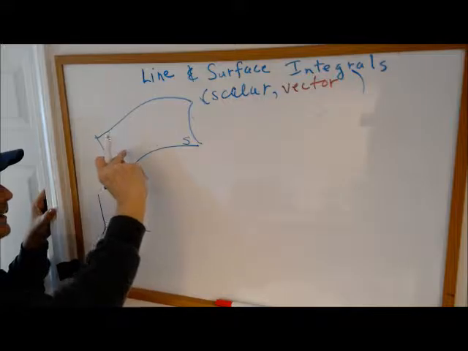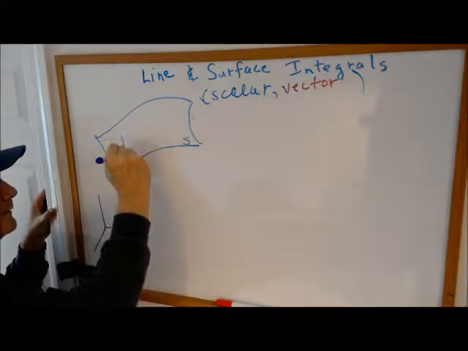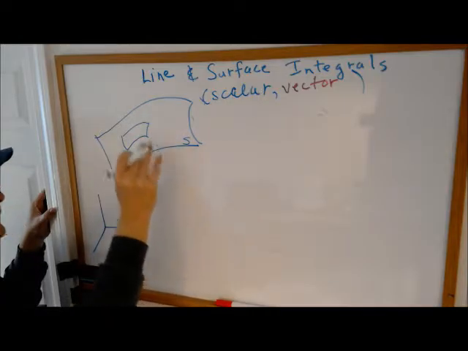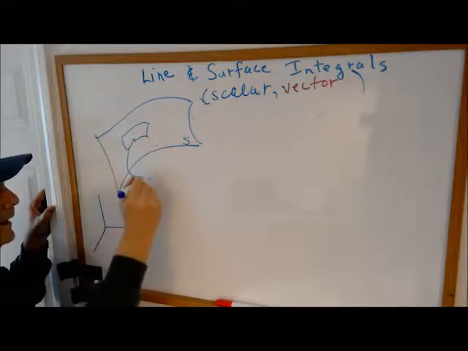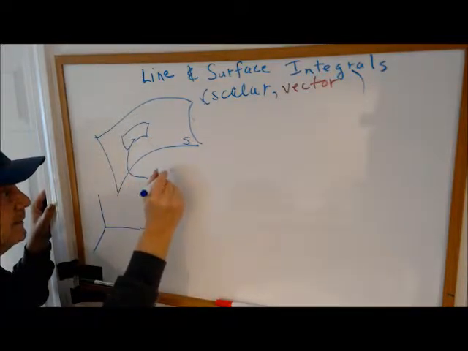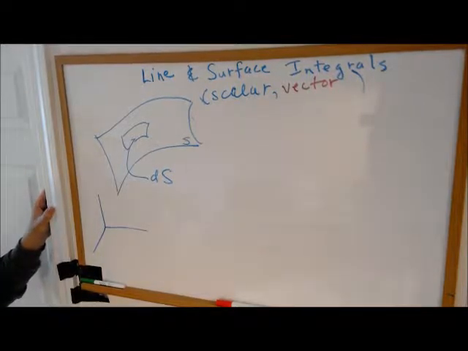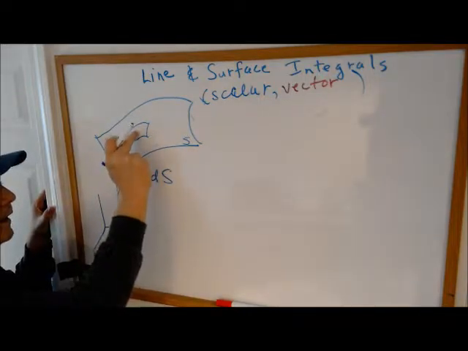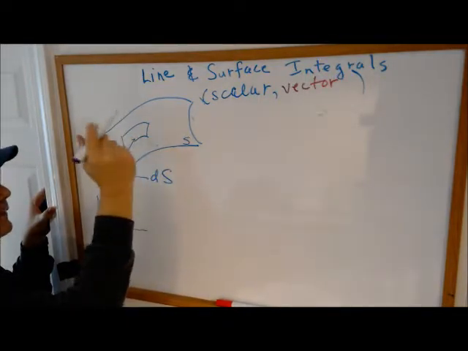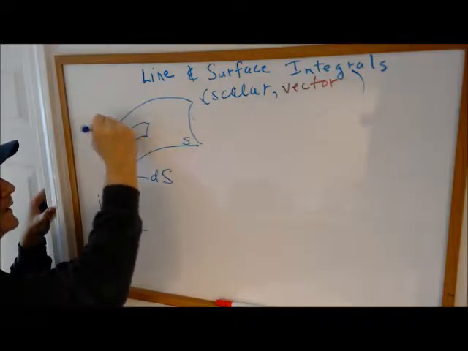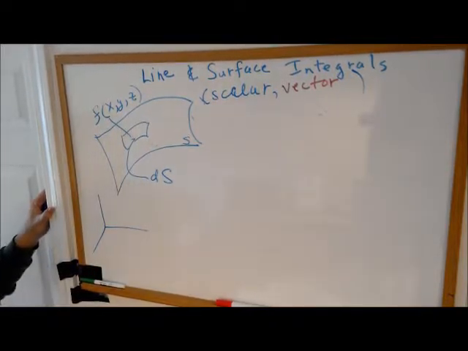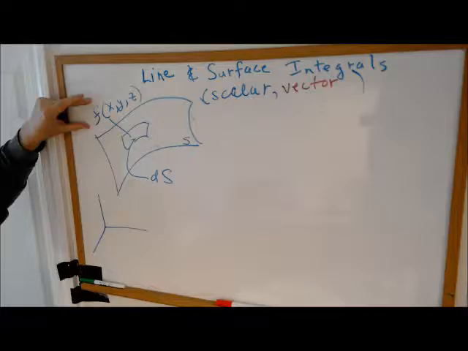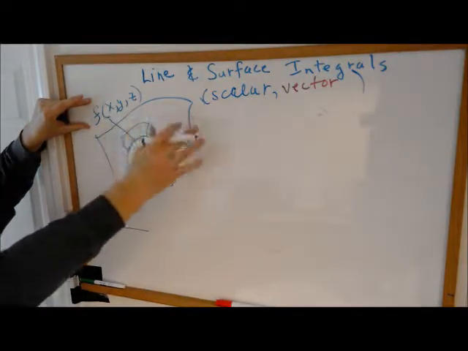And instead of an element of arc length, we're going to have an element of surface. So it's a super small element of surface. I'll draw it big so you can see it. And it's going to be a differential of not arc length, but capital S for surface. So for each one of these super small elements of surface, we're going to need a function. So we're going to need some kind of function here, and it's in space, defined everywhere the surface is defined.